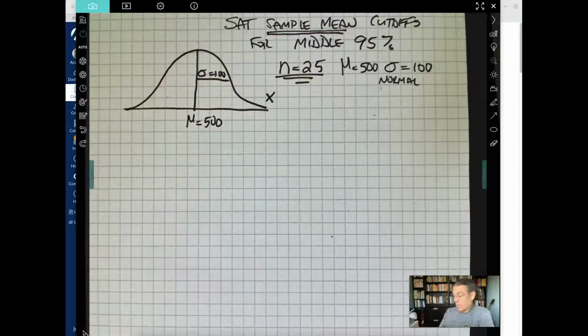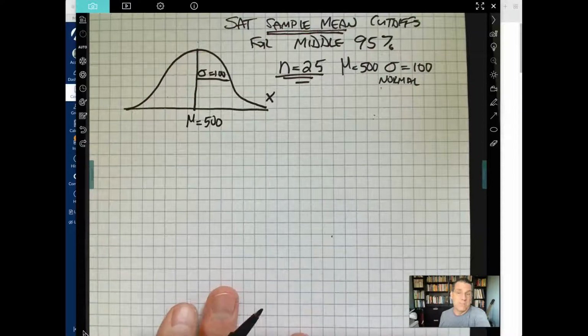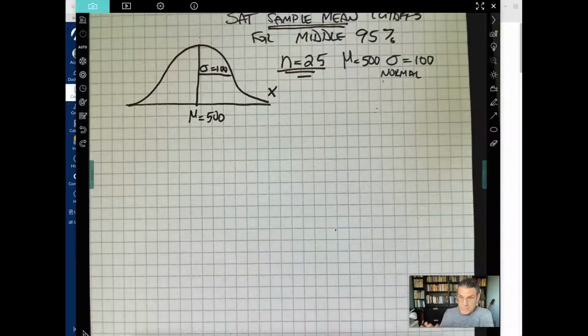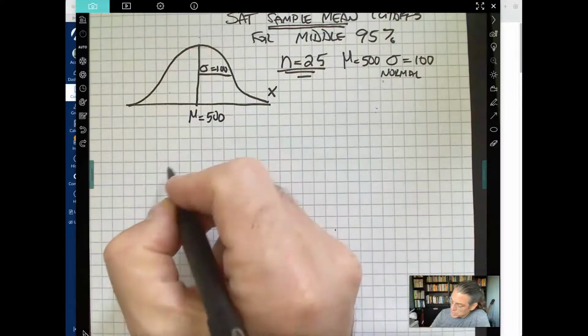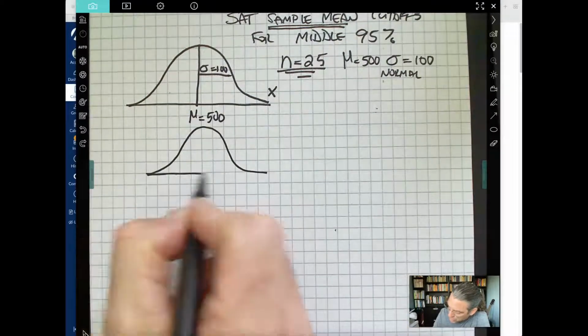Each sample has a mean, but what I want to do is get a distribution of all the theoretically possible sample means I could get from this population. So that's going to be hundreds of thousands of sample means. According to the central limit theorem, the distribution of those sample means will be normally distributed. So I can draw a bell curve.